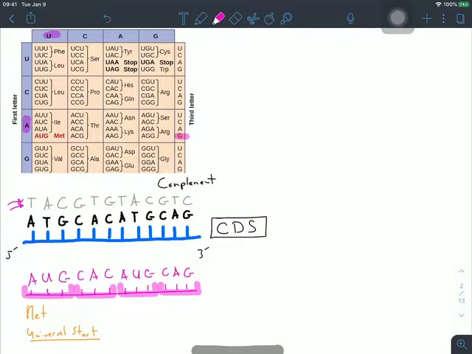Next up, let's figure out what CAC codes for. We'll begin with first letter C, second letter A, third letter C. We see that it codes for the amino acid HIS, or histidine. It's not important that you know what histidine does. That's for your next molecular biochemistry class. But it is important that you are able to figure out that CAC translates into HIS.